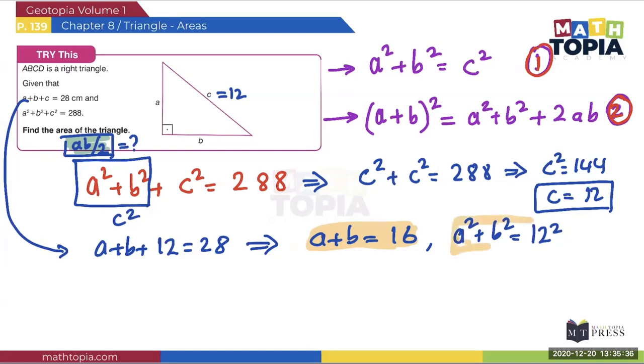So now these two pieces of information possibly give the product of A and B. Let's see what formula, what algebraic manipulation I am going to use.